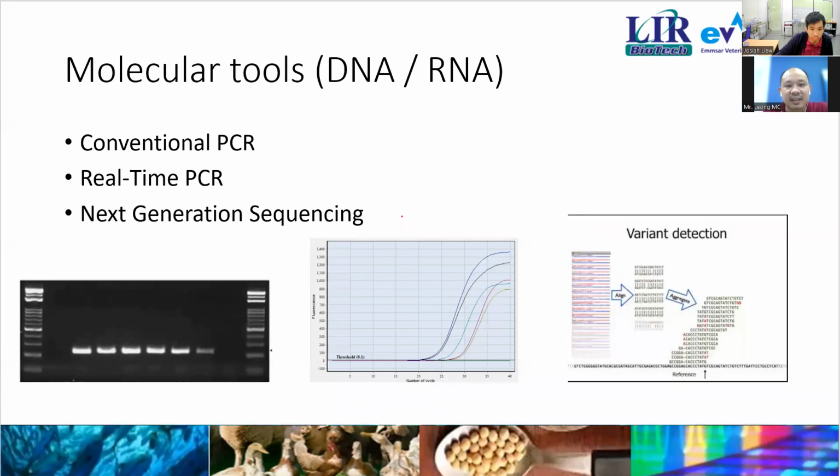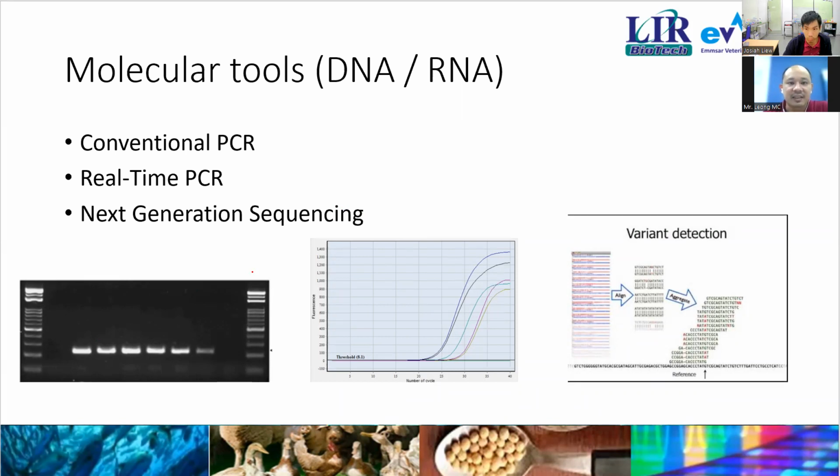Basically, the most commonly used molecular platform is conventional PCR. The second is real-time PCR, which is more popular now. The third is imaging. And this one is widely applied in industry now, next generation sequencing. So for conventional PCR, I'll give a brief on PCR.